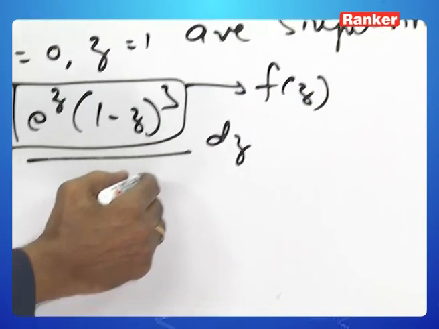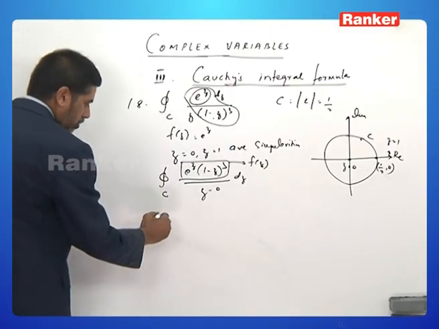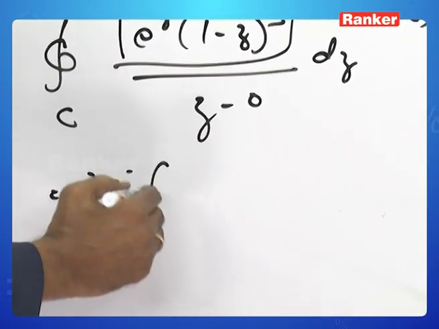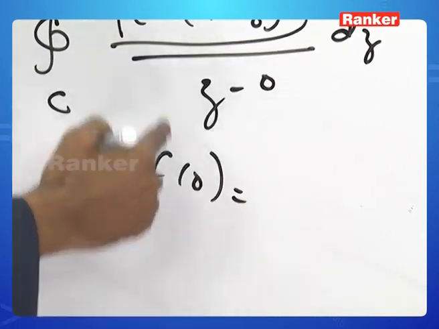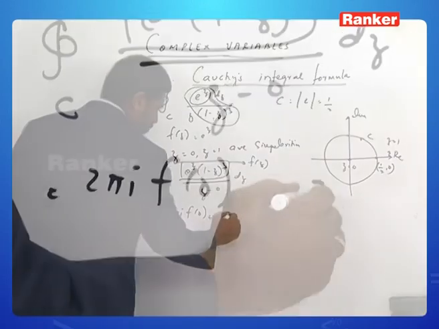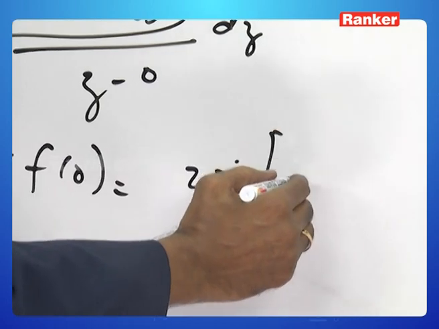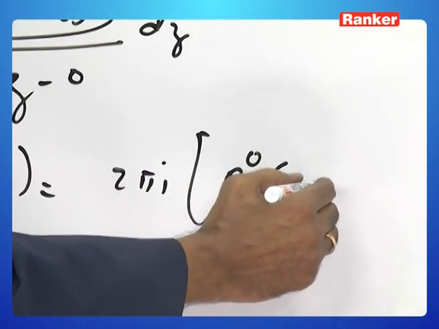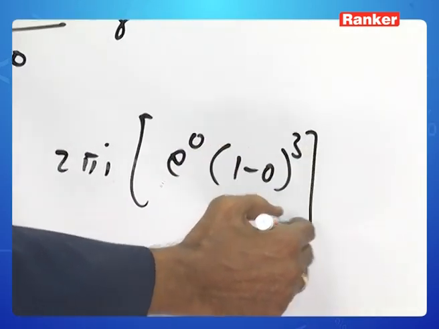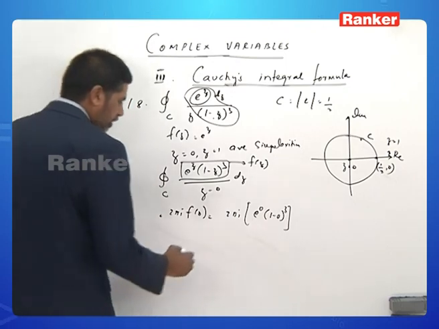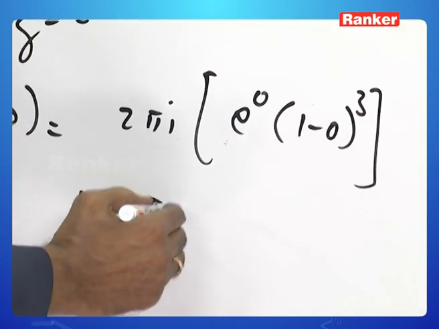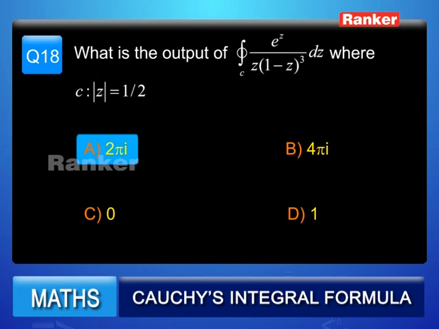We can write for convenience z minus 0. So the output of this is 2 pi I f of 0, where f is this numerator. So this is 2 pi I into e power 0 into 1 minus 0 whole cube, which ends up as 2 pi I, showing A as the correct option. So this is again a simple problem.